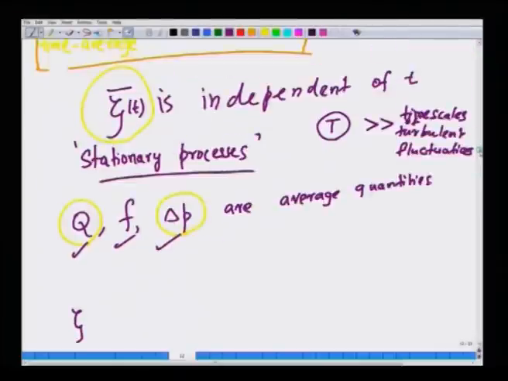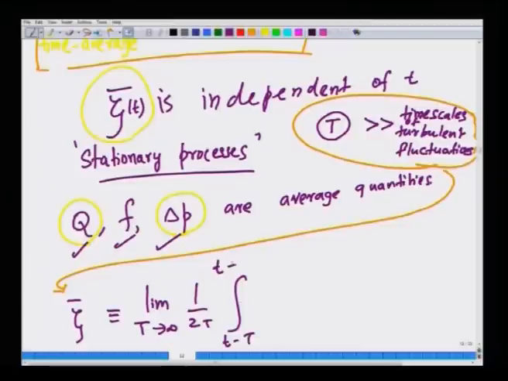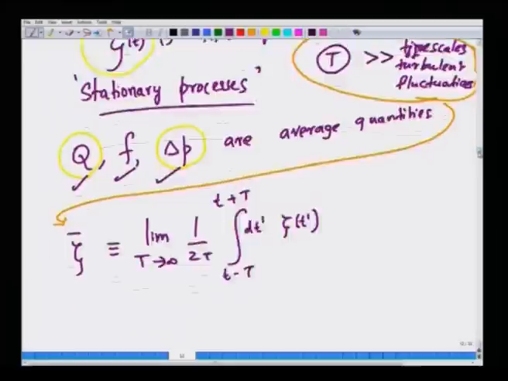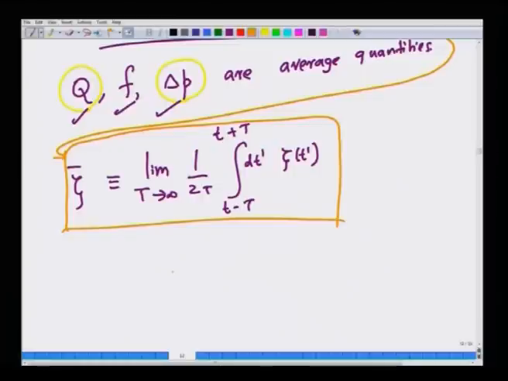Okay. So, to describe this aspect, that T is large compared to the time scale of fluctuations, we are going to express this formally as limit capital T tending to infinity of 1 over 2T, integral from small t minus capital T to small t plus capital T, dt prime c of t prime. So, what we mean by infinity is not truly infinity, but essentially that T is large compared to any turbulent time scales of fluctuations. Okay.